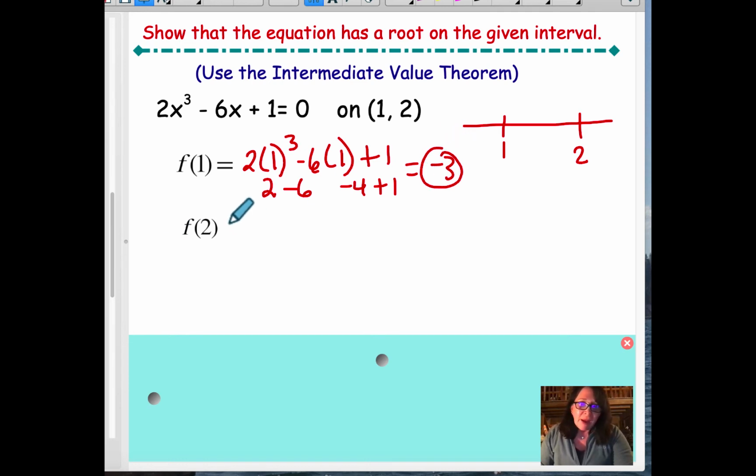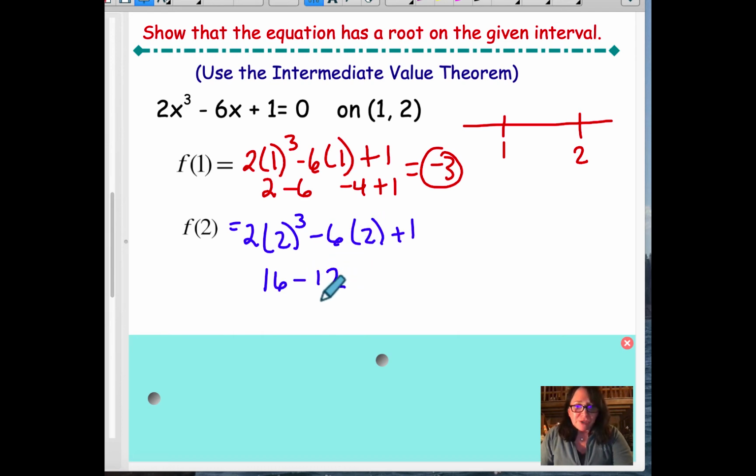Okay. Now I'm going to plug in 2 into my equation. So I'm going to go 2 times x cubed. So 2 times 2 to the third power minus 6 times 2, add 1. So I get 8 times 2, which is 16. 16 minus 12, which is 4. 4 plus 1, which is 5. So it equals 5.